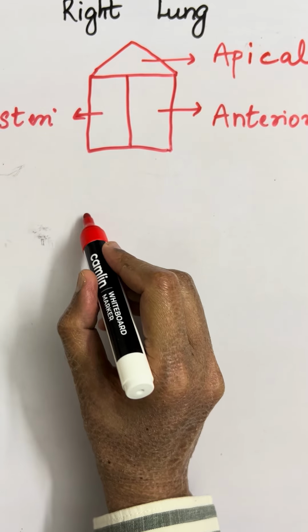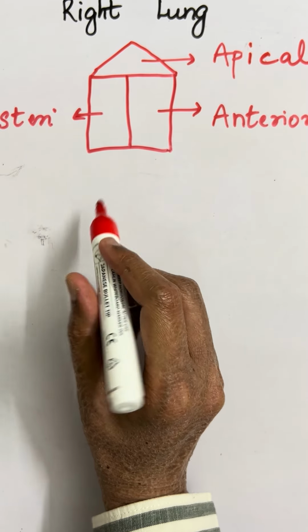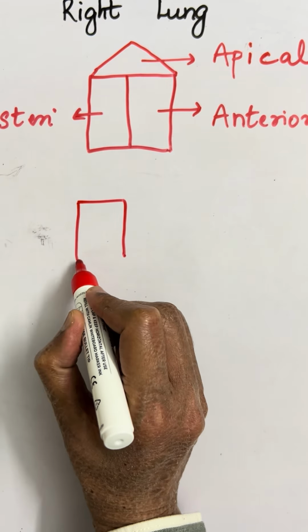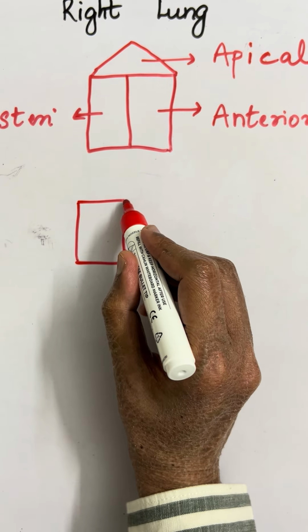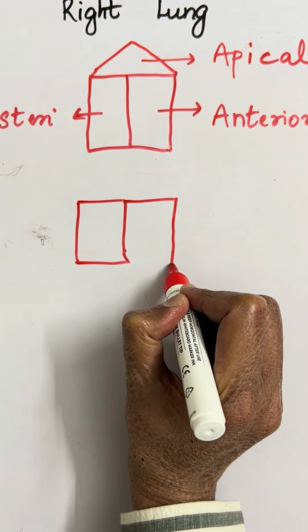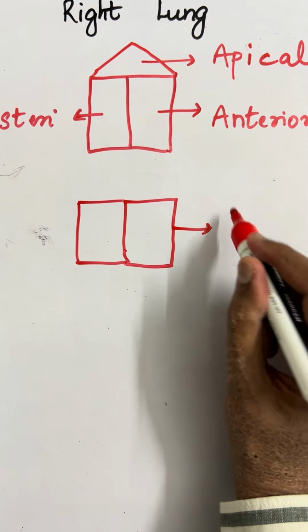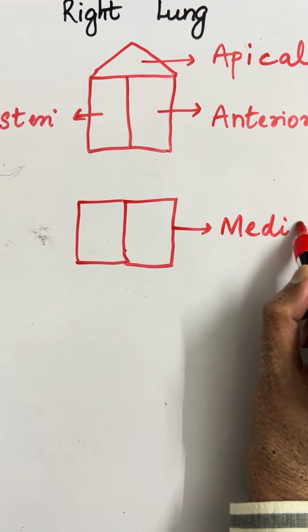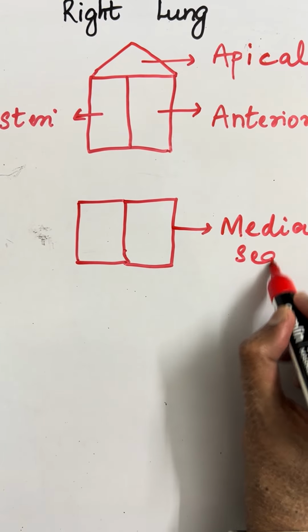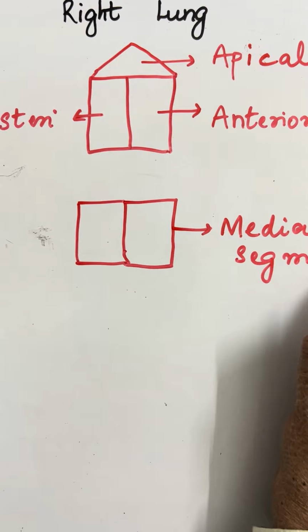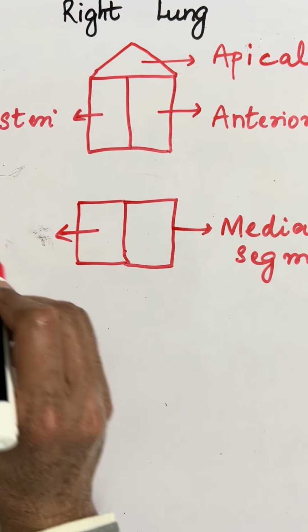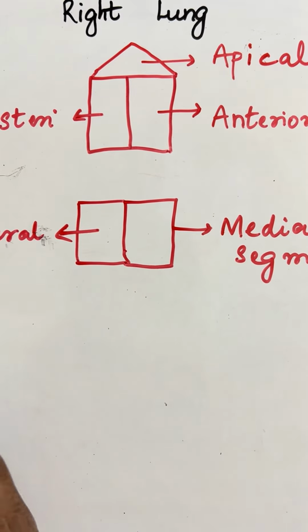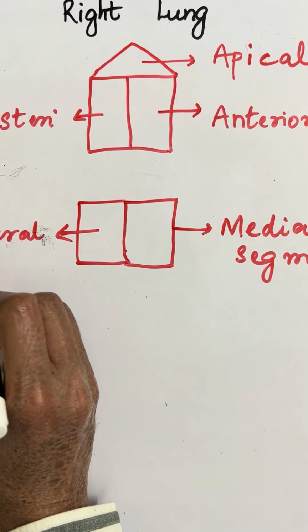In the middle, he wanted to build two rooms. One on the left, this is the medial segment, other on the right. This is the lateral segment. So the middle lobe has a medial segment and a lateral segment.